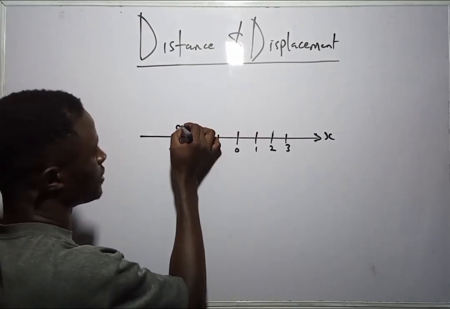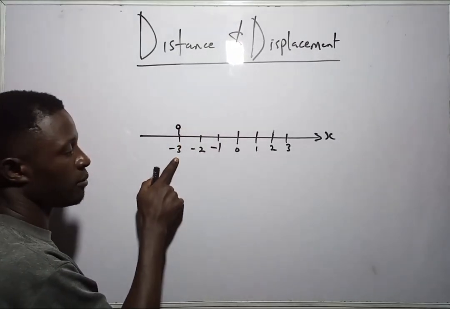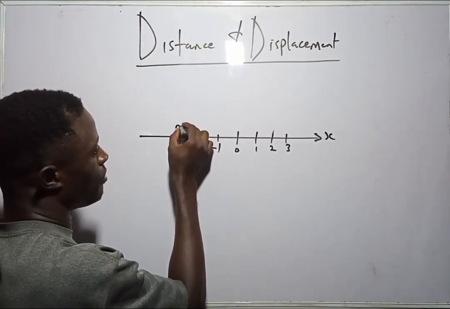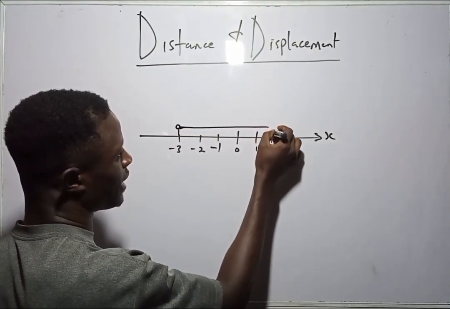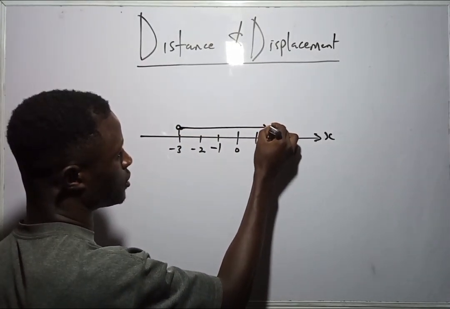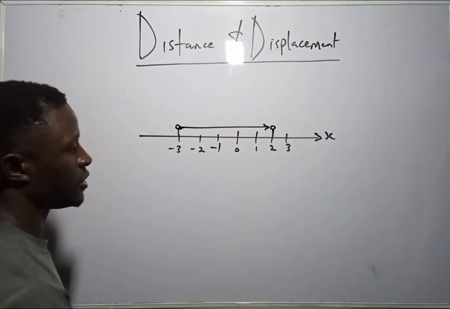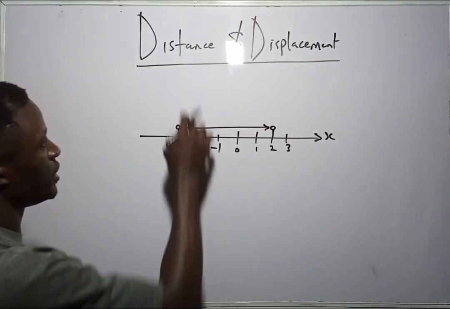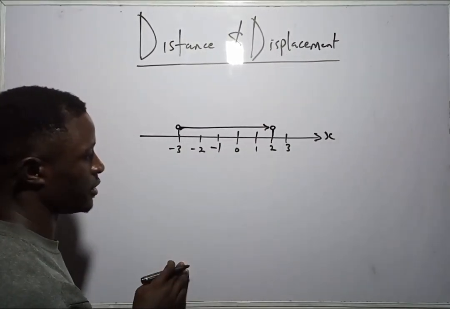If an object starts from an initial position of -3, moves in the positive x direction, and stops at +2, what will be the distance? What will be the displacement?